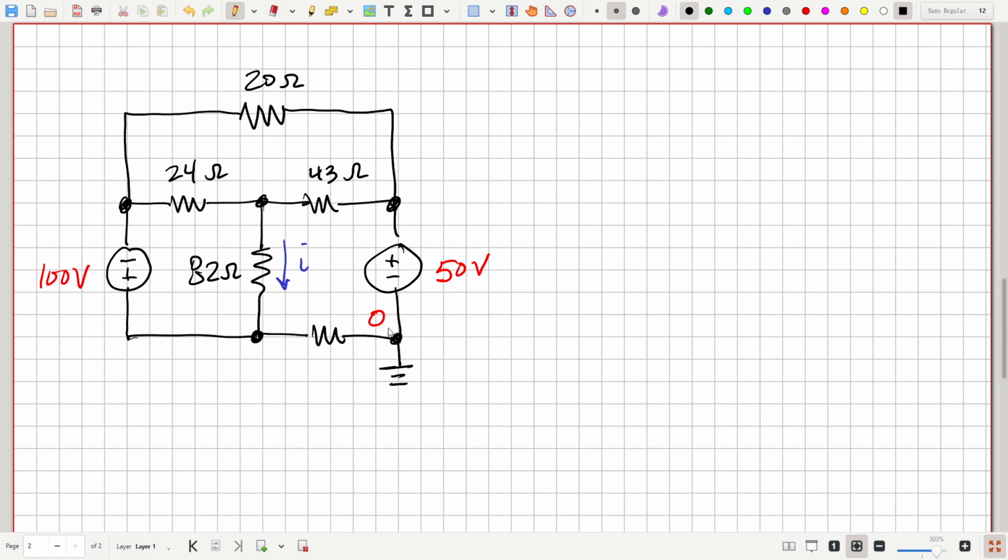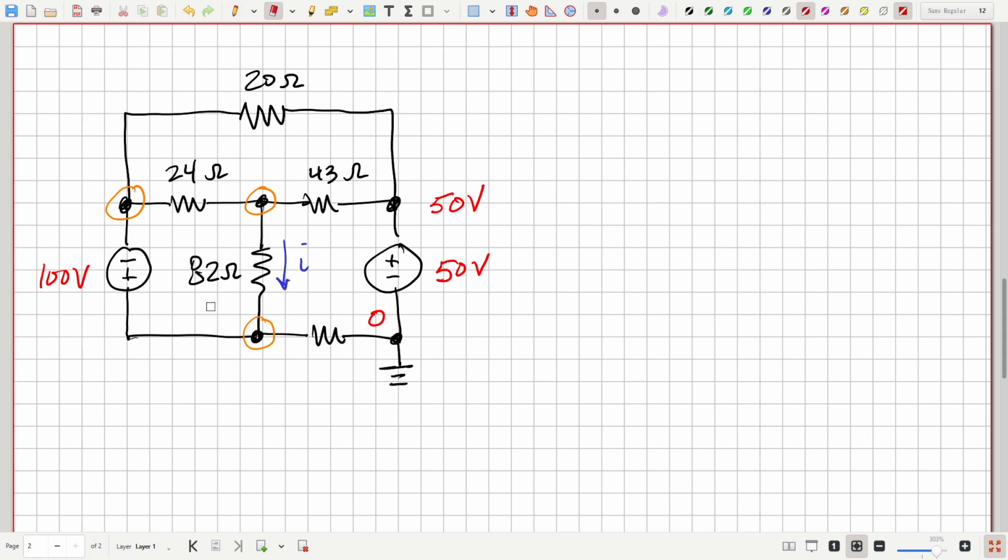Let's see, we've already been given our reference node there. So find all of the essential nodes. Here's 1, 3 or more things, devices connected. It looks like we got 4 of them, huh? But this is 0 volts, and then we go up 50 volts from minus to plus. So this actually is 50 volts. So that's actually a known node voltage. So we don't need an equation there. Now, it looks like we have 3 unknowns.